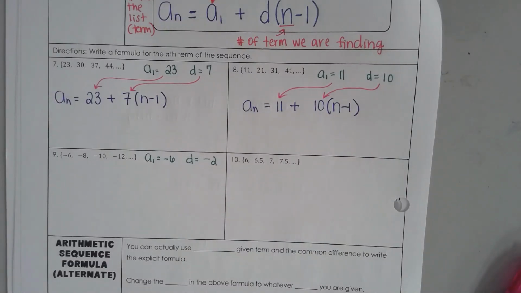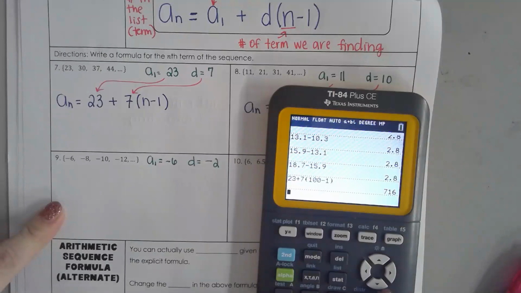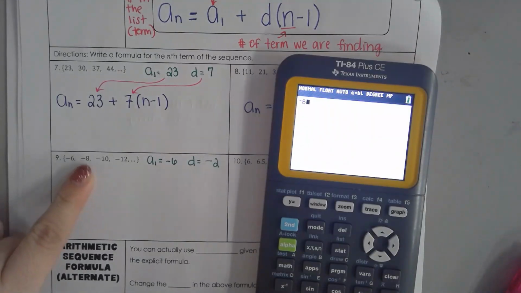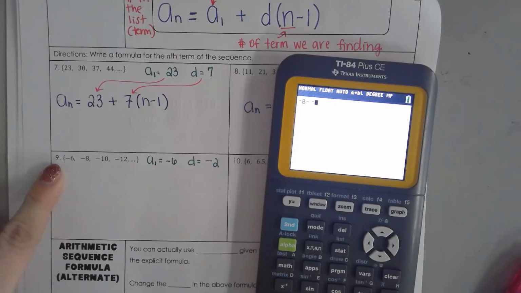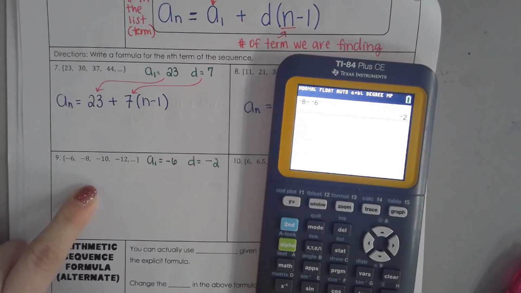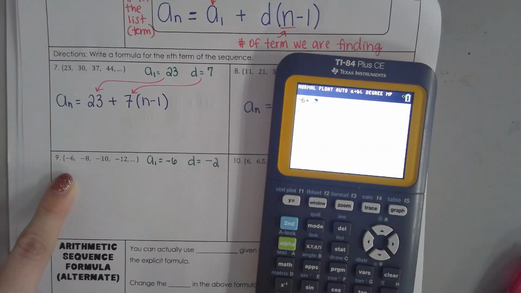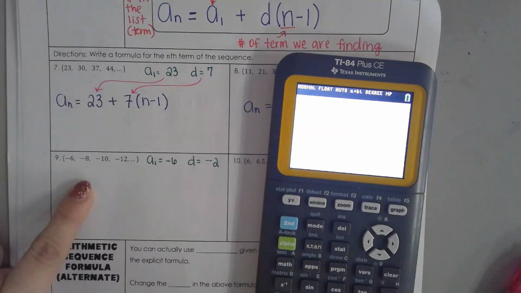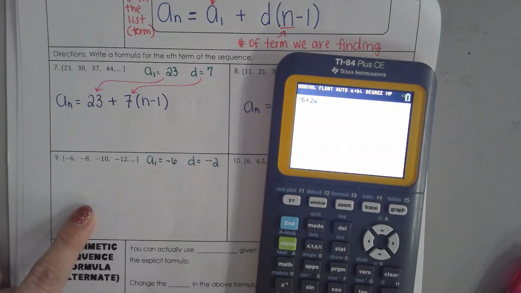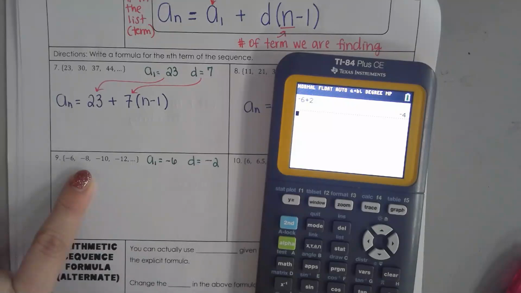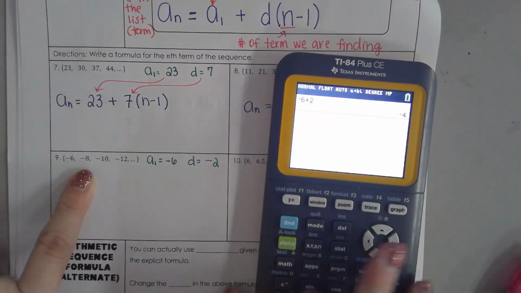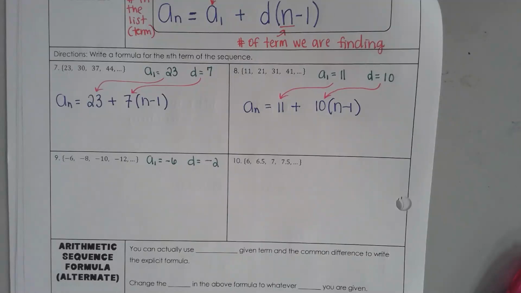If you need to check, you can go in a calculator and say, okay, negative 8 minus the one before it gives you your common difference. Or you can say, I think it's negative 2. Negative 6 plus negative 2 is negative 8. But if you're wondering if it's 2, negative 6 plus 2 is negative 4. So to get from negative 6 on down, you add negative 2.